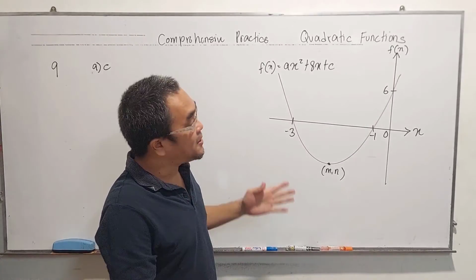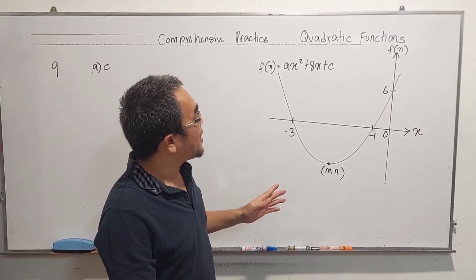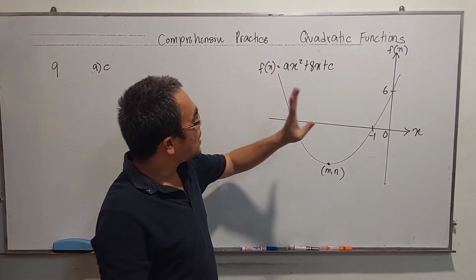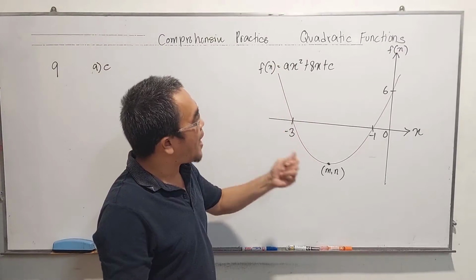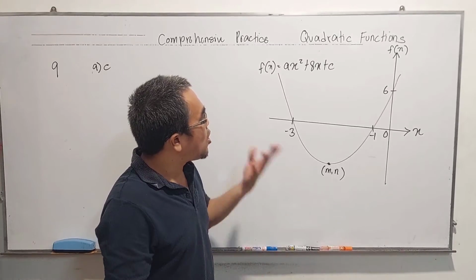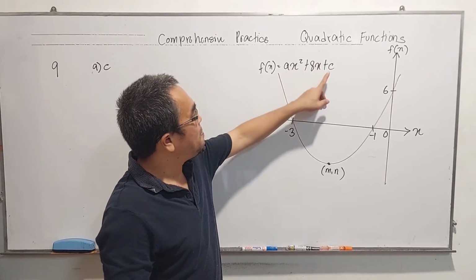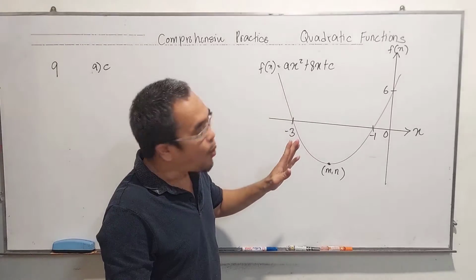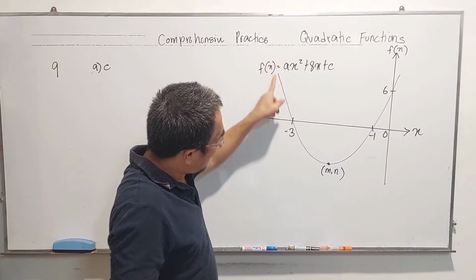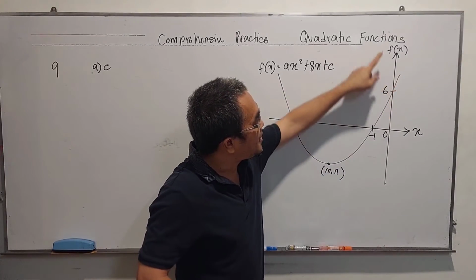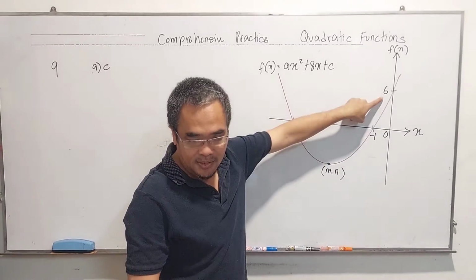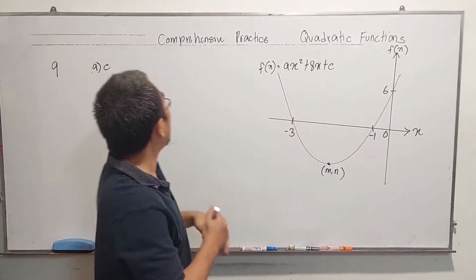But just by looking at the diagram, c is the term without x squared and without x, which means it is the y-intercept. So this is the y-intercept. The graph intersects the y-axis, or the f(x) axis, at 6. So c is 6.